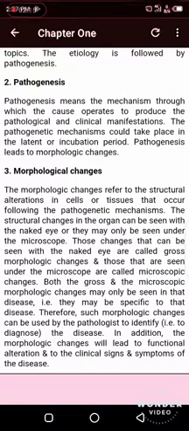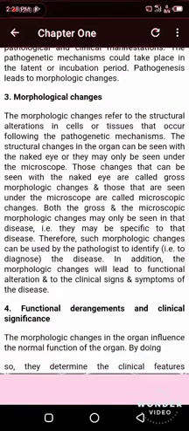The structural changes in the organ can be seen with the naked eye, or they may only be seen under the microscope. Those changes that can be seen with the naked eye are called gross morphologic changes, and those that are seen under the microscope are called microscopic changes. Both the gross and the microscopic morphologic changes may be specific to certain diseases. Therefore, such morphologic changes can be used by pathologists to diagnose the disease. In addition, the morphologic changes will lead to functional alteration and to clinical signs and symptoms of the disease.